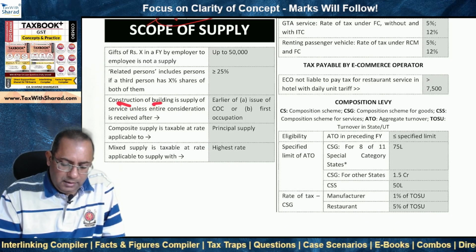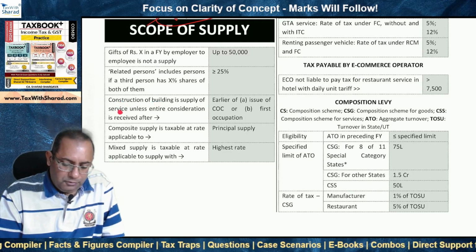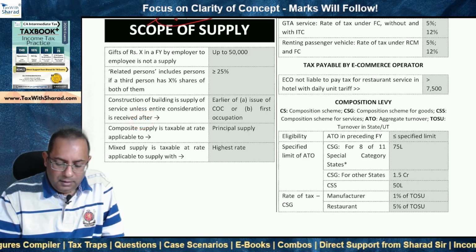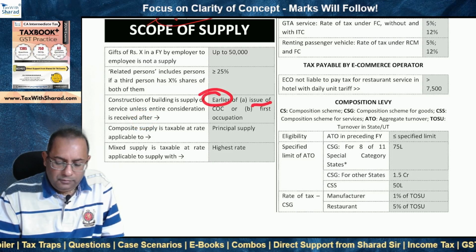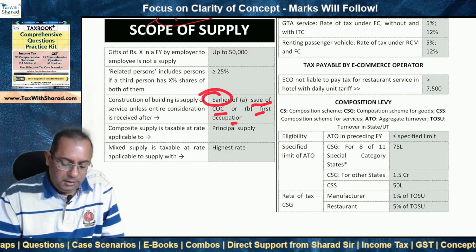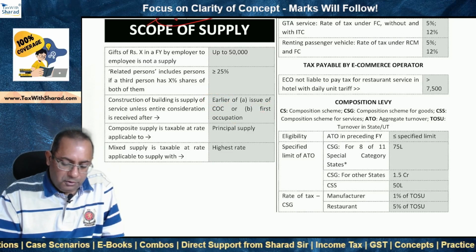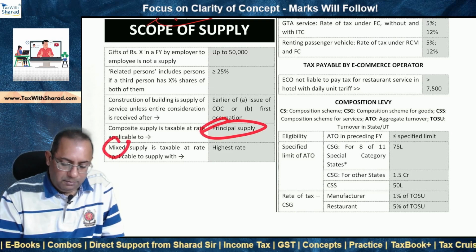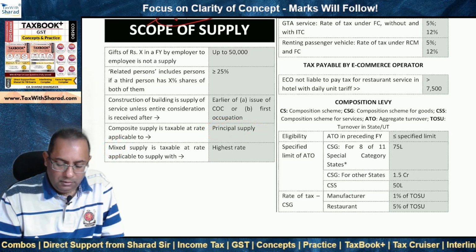Construction of a building is categorized as a supply of service unless the entire consideration is received after the earlier of issue of certificate of completion or its first occupation. Composite supply is taxable at the rate applicable to the principal supply, and mixed supply is taxable at the rate applicable to the supply with the highest rate.